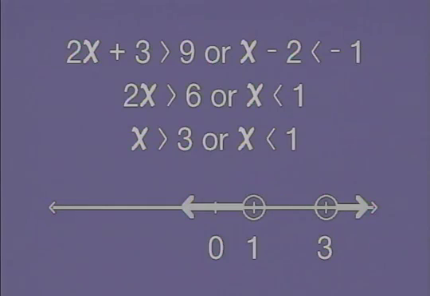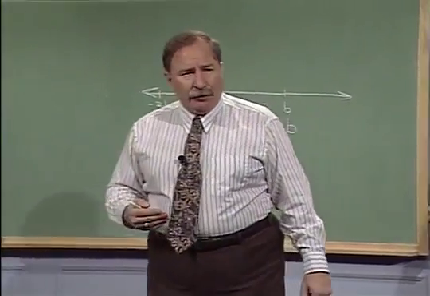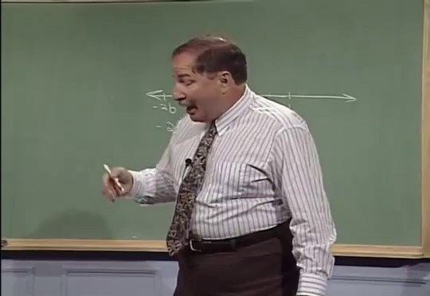So therefore, if we tried 4, it should work. If we tried 0, it should work. If we tried 2, it should not work. And by doing this checking, we again make sure that we see our answer is correct. And again, it's a compound answer, has two parts, because this was a compound inequality. Another type of compound inequality is demonstrated in the next visual.